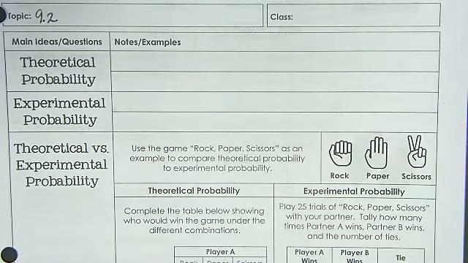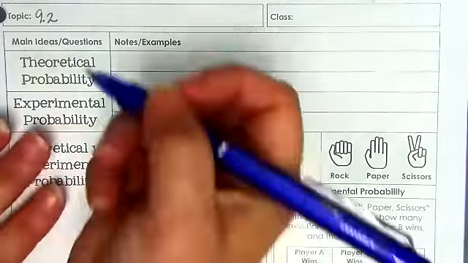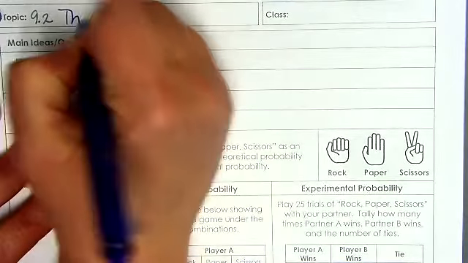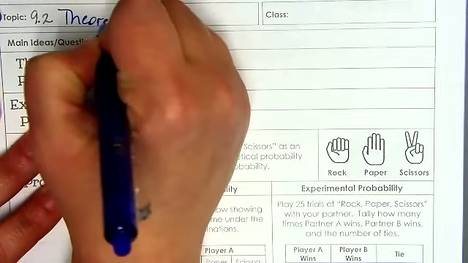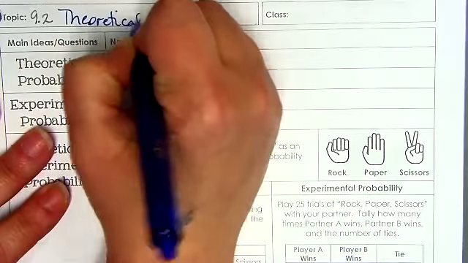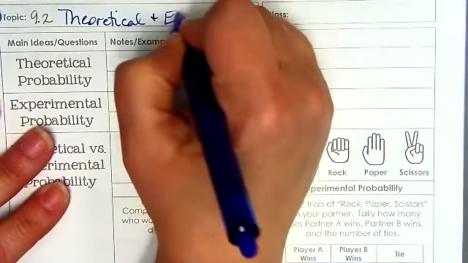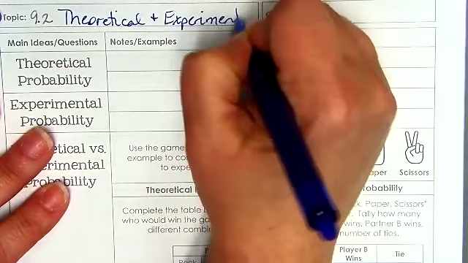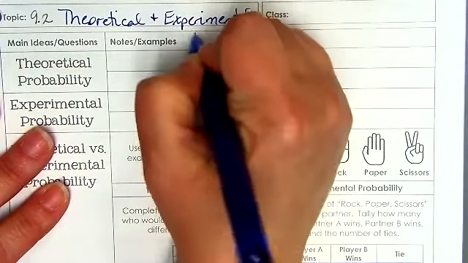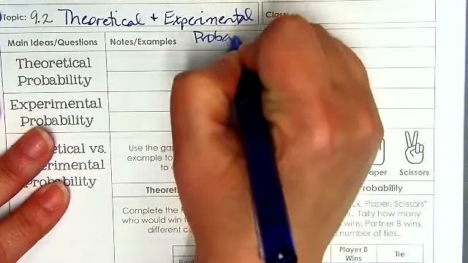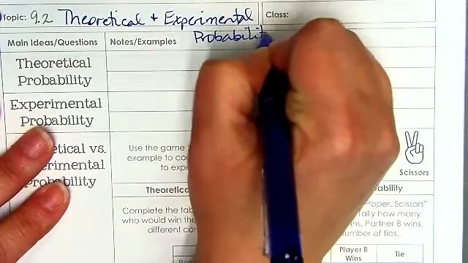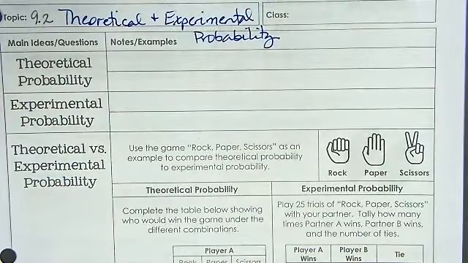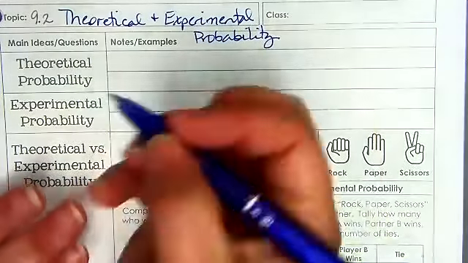Okay, now we are starting section 9.2, and in this we are discussing theoretical and experimental probability. Okay, so let's talk about what each one is.